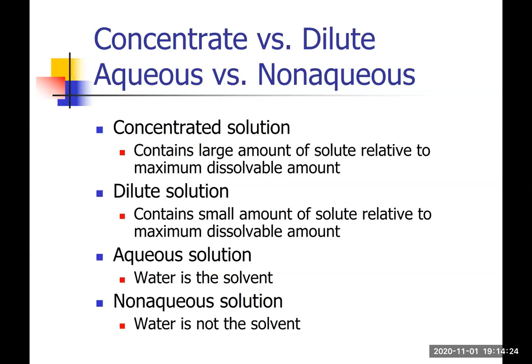In a dilute solution, we have a small amount of solute relative to the maximum dissolvable amount. And this is very similar to an unsaturated solution. So often people will use dilute solution or unsaturated solution, both having the same meaning. An aqueous solution has the solvent water, and a non-aqueous solution does not have water as the solvent. And so a non-aqueous solution may have something like toluene or hexane or ether as the solvent.